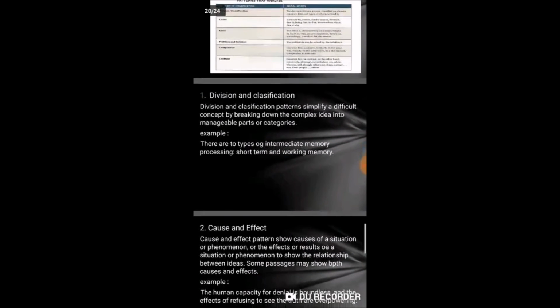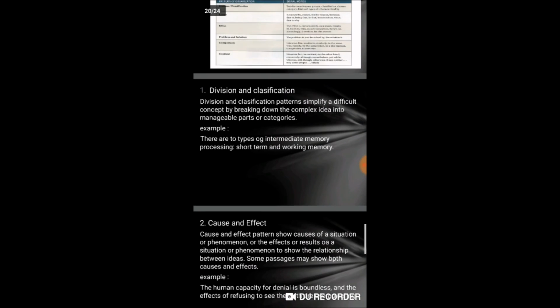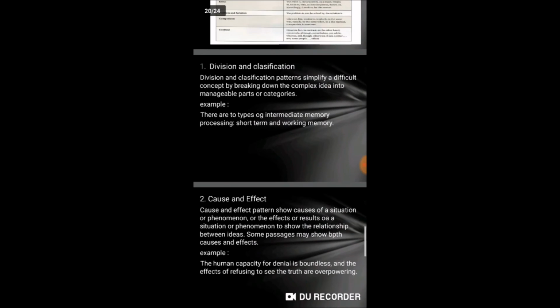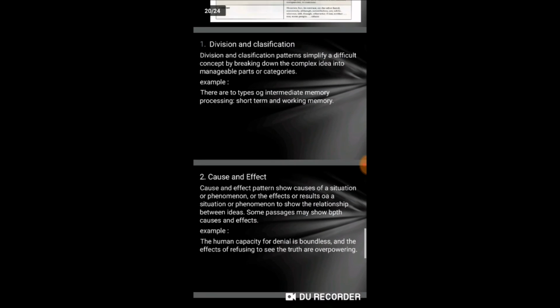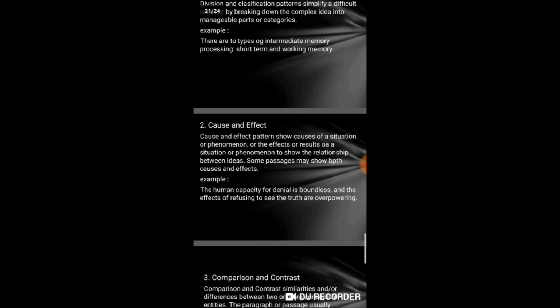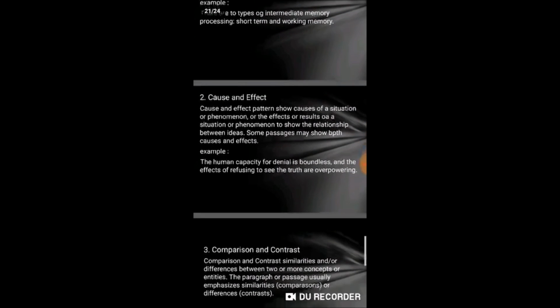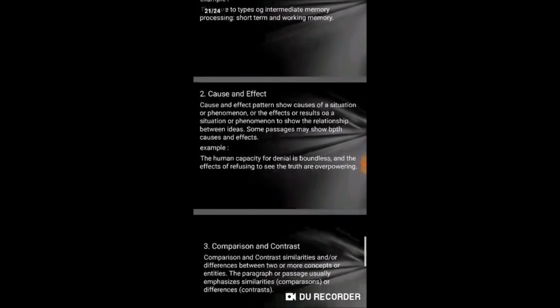The first, division and classification. The division and classification pattern simplifies a difficult concept by breaking down the complex idea into manageable parts or categories. Example: there are two types of intermediate memory processing, short-term and working memory.